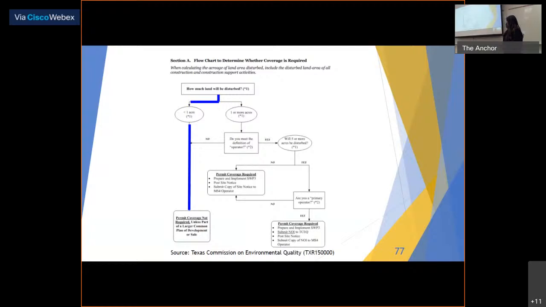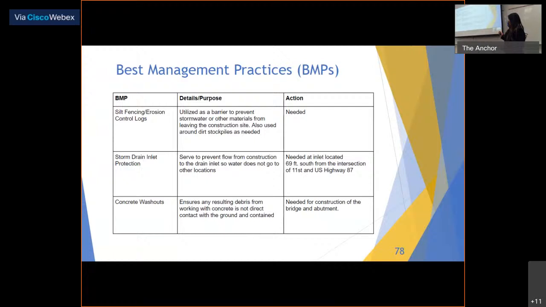Now let's look at the best management practices, which I previously mentioned. The main ones that we're going to utilize are listed here. The silt fencing and erosion control logs will help prevent any sediment or debris from leaving the construction site, whether it's via stormwater or other mechanisms. Then the storm drain inlet protection will be utilized to prevent debris or sediment from traveling via any nearby inlet. And then we're going to use the concrete washouts. Those will be used to ensure that any debris associated with concrete, whether it's mixed or brought on site, doesn't leave the construction site, so it's contained, which I'm going to show you in a second.